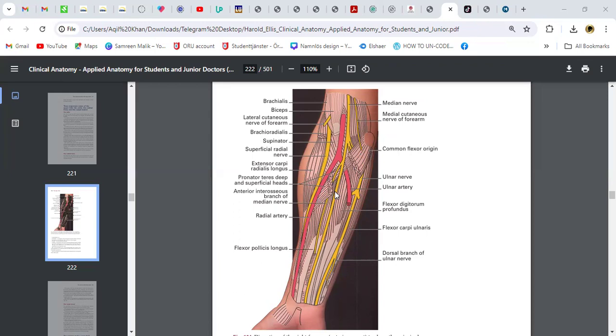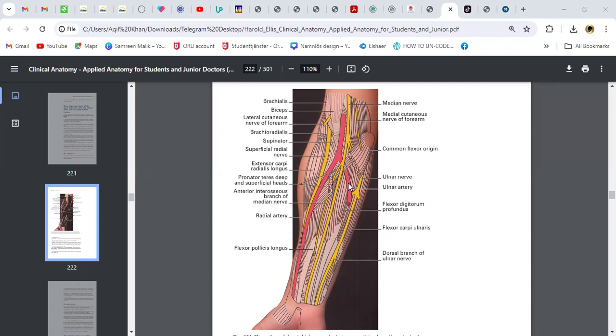Right, it's the point where the brachioradialis crosses pronator teres. So this is pronator teres, and here below is the brachioradialis. So the point where brachioradialis is crossing pronator teres, that's the apex of the cubital fossa.